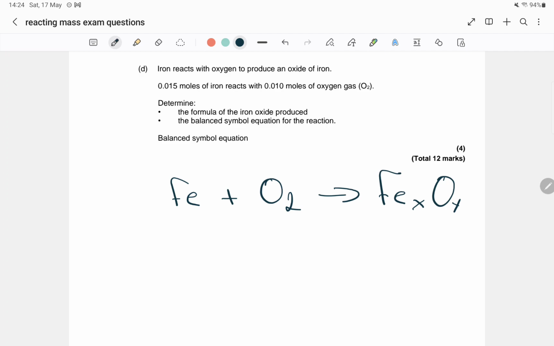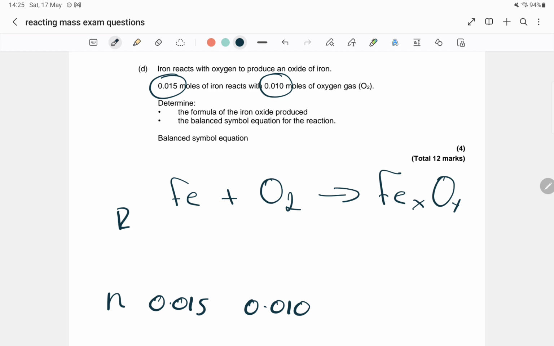So to be able to do this, I need to work out the ratio of moles. You could, if you wanted to, start by drawing the whole table out like we would do normally. But for this question, you are not going to need the mass or the Mr. You're just going to need moles and the ratio. They've given you the moles so far. They've given you the fact you've got 0.015 moles of iron and 0.010 moles of oxygen.